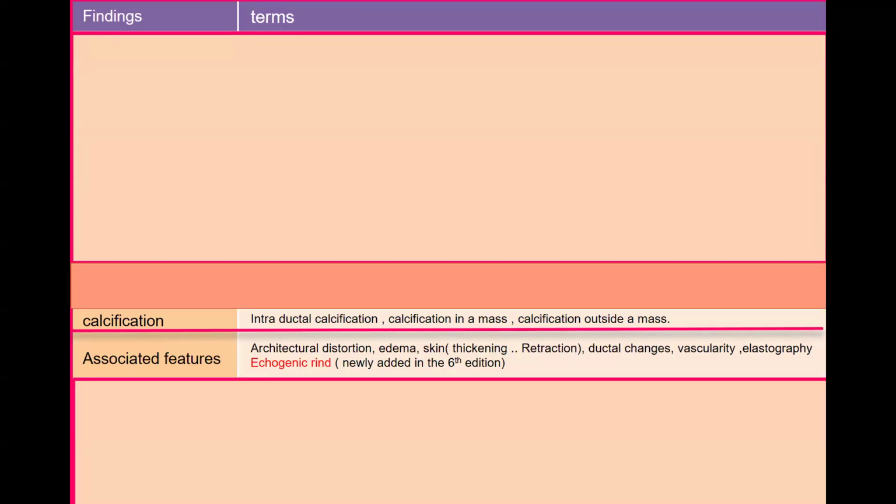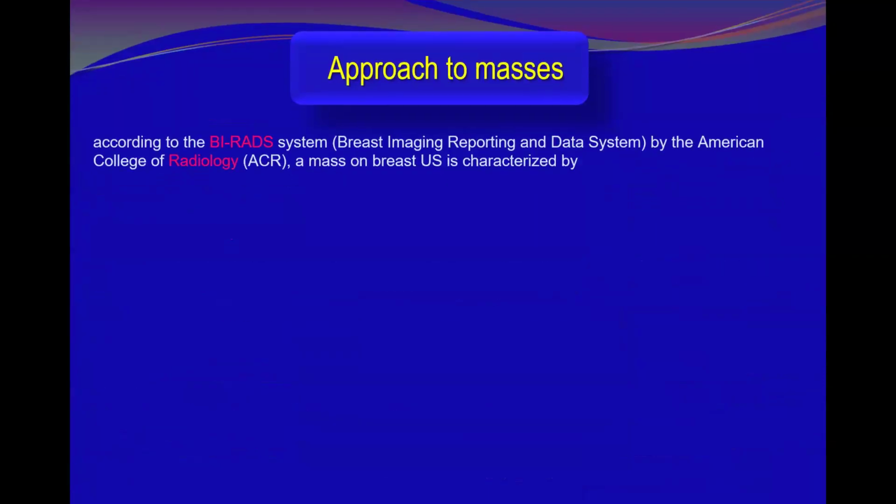Today, we are going to talk about calcifications and associated features. However, we will split them into two sessions to give more discussion, because usually most of your questions are about how to describe some abnormalities on breast ultrasound.